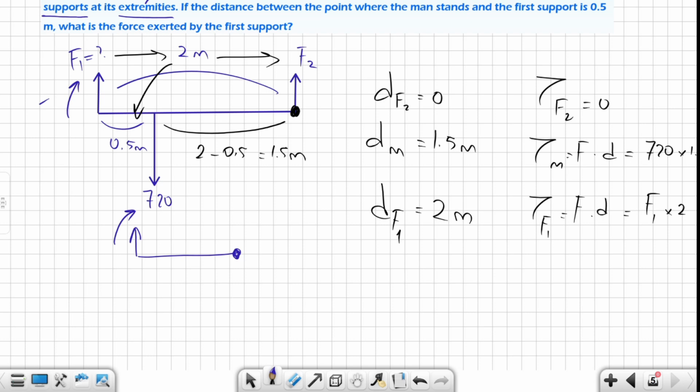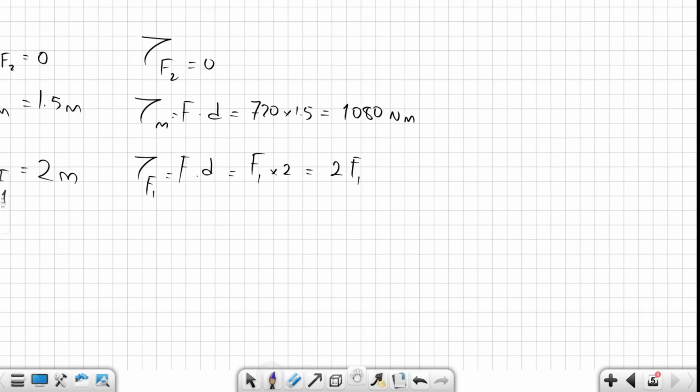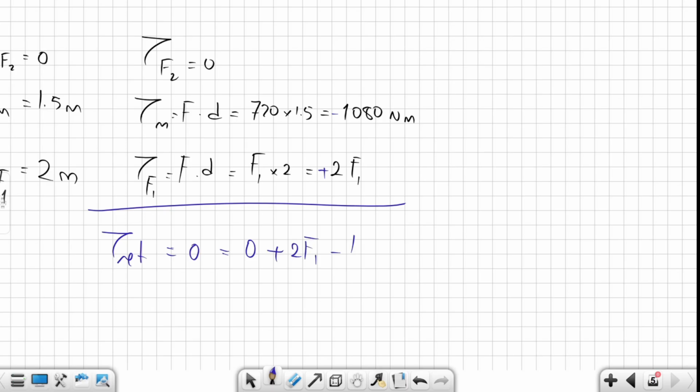This one is negative. And then apply a force that's downward, which stands for the torque of the man, which will be rotating the object in the clockwise direction. So this will be positive. Add a negative here, add a positive here, and add all of them. So net torque will be equal to 0, which is equal to 0 plus 2 F1 minus 1080. Now bring the 1080 to the other side.